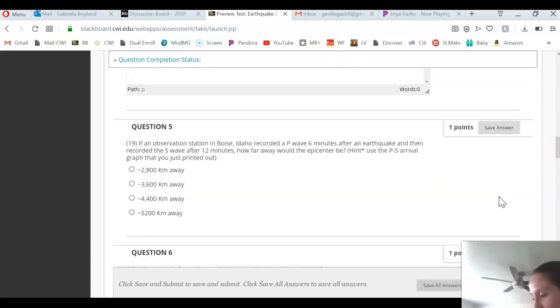Question 19 tells you a hypothetical. Let's go through a different hypothetical together. If an observation station in Boise, Idaho, recorded a P wave 6 minutes after an earthquake, and then recorded an S wave 12 minutes after the earthquake, how far away would the epicenter be? Using that graph that resulted, showing you time versus distance, that's how you're going to be able to find out how far the earthquake really is. So let's go through another example. Not the same one because I don't want to give you the answer, but a different example.